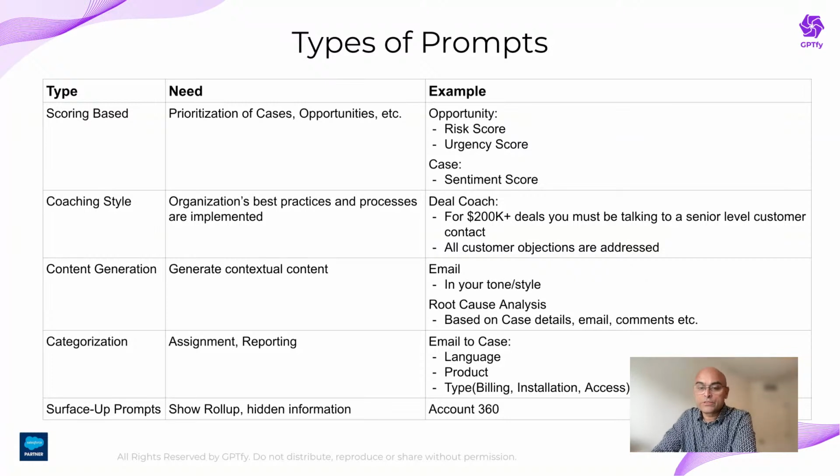Then there are coaching style prompts. A coaching style prompt is when you have lots of best practices and processes already defined, and your top sales guy can tell you which opportunities we will win and lose, and exactly why. Maybe he looks at an opportunity and tells you, this is a 500,000 opportunity, and you're talking to, let's say, a business analyst. Maybe that's not going to close unless you're talking to someone at a VP level. Maybe there's no decision-making at that level. Those are the things you can write inside your prompt, all those best practices, and then you can hand these prompts over to your sales guys.